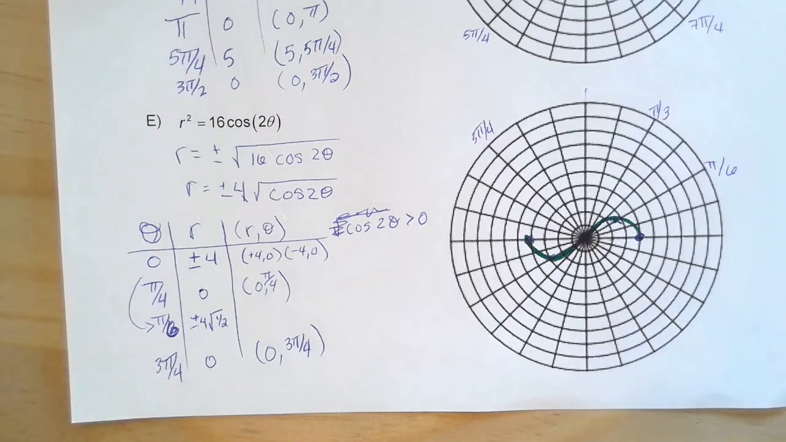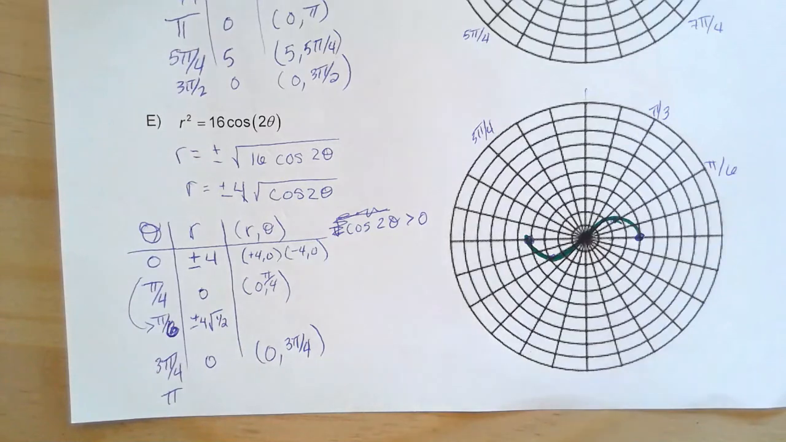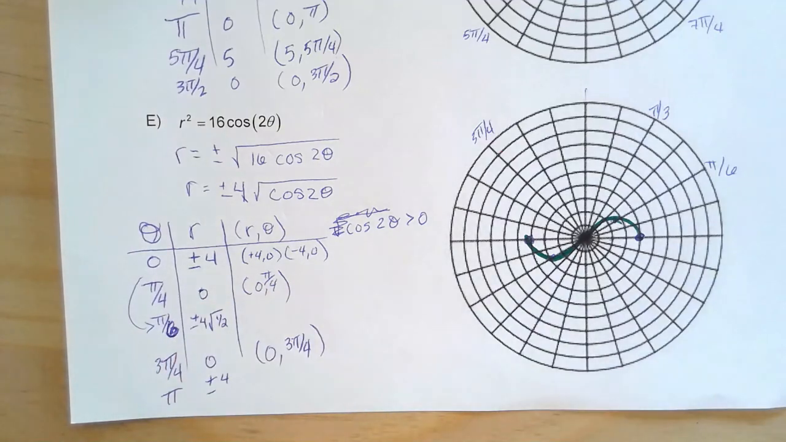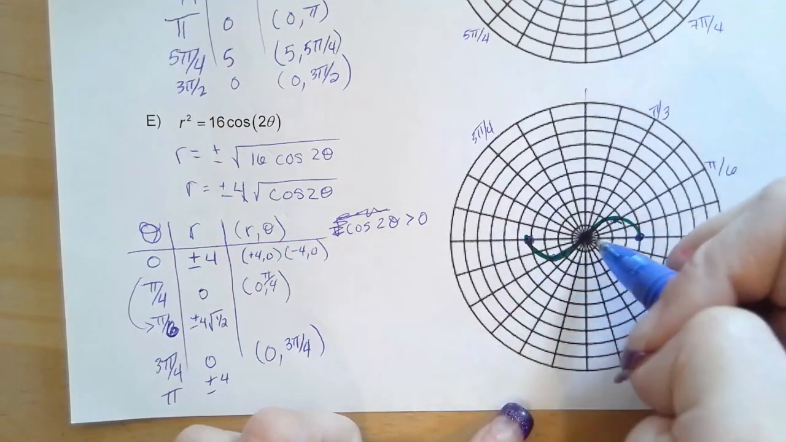Alright, now what? Well, after 3 pi over 4, the next one in line would be pi. So if I plug pi in, I get 2 pi. Cosine of 2 pi is 1. So I get my plus or minus 4. Well, okay, that gives us back to 4. So we go back to 4.